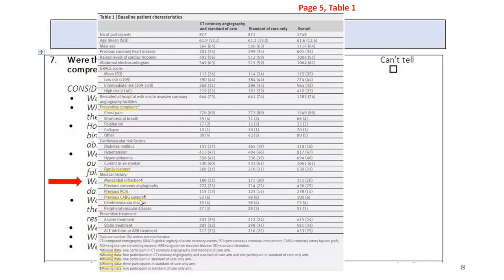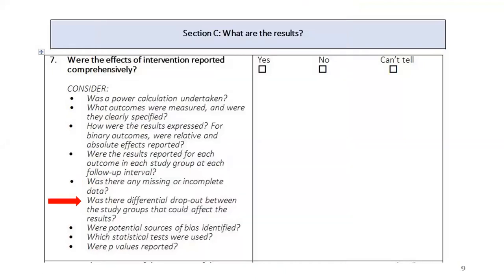And next is on one participant in the standard of care, only one arm. So they have missing data in presenting complaint and the family history, in the myocardial infarction in the medical history, previous PCI history in medical history, and previous CABG surgery. So these are the missing data they have included. So the answer will be yes.